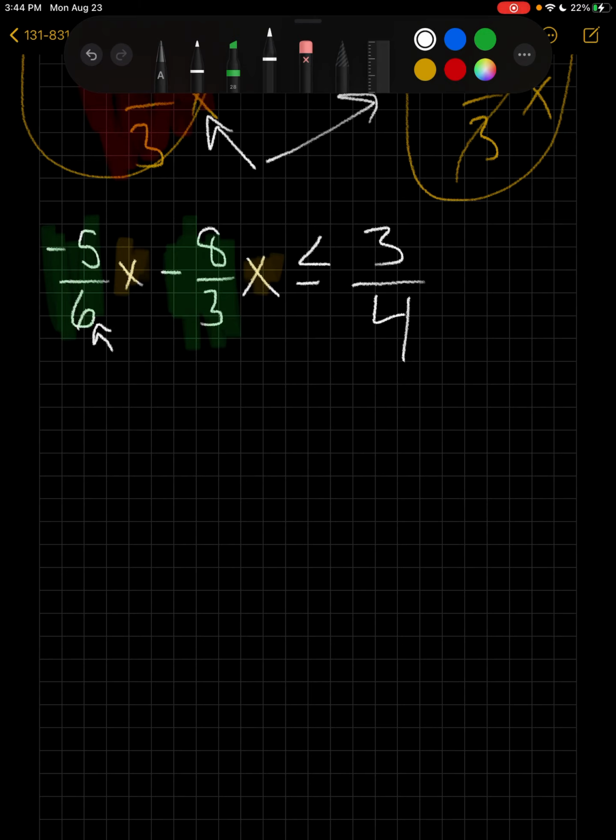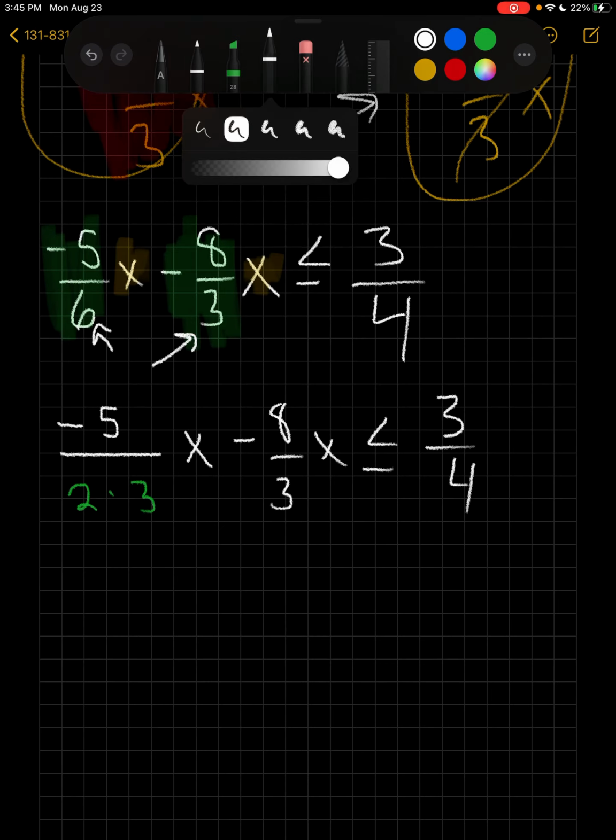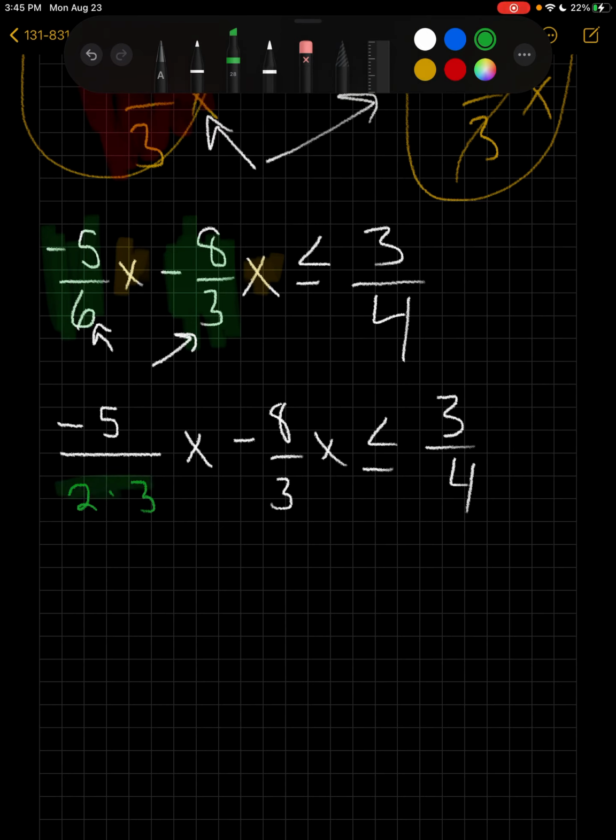What I do is I take a look at each denominator and I factor it. So I know that 6 is the same thing as 2 times 3. And so 8 over 3x is less than or equal to 3 over 4. So what I see here is that one of my fractions has a denominator of 2 multiplied by 3, and my other fraction has a denominator of 3. So I need those denominators to be common and to match.